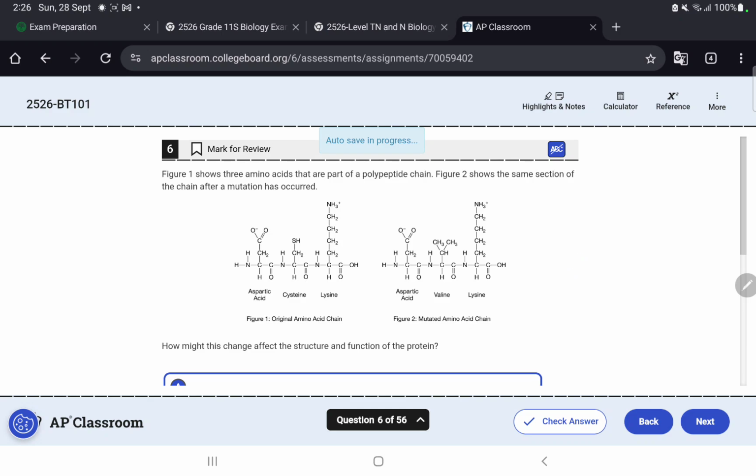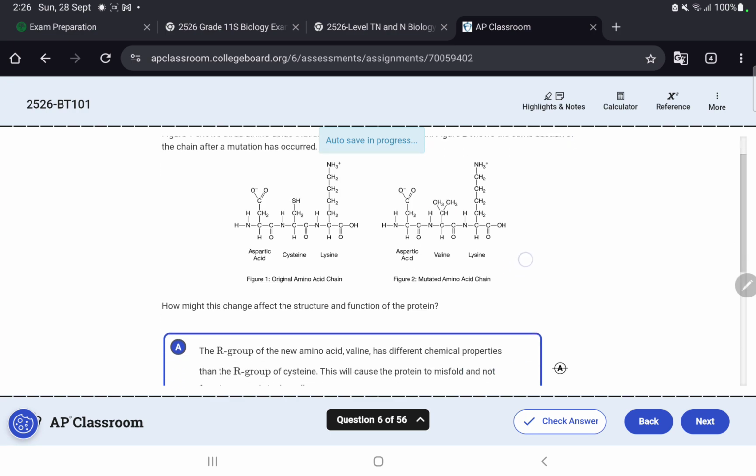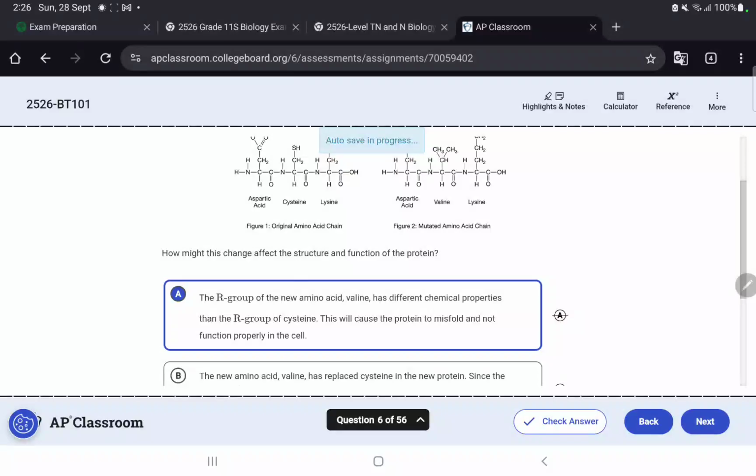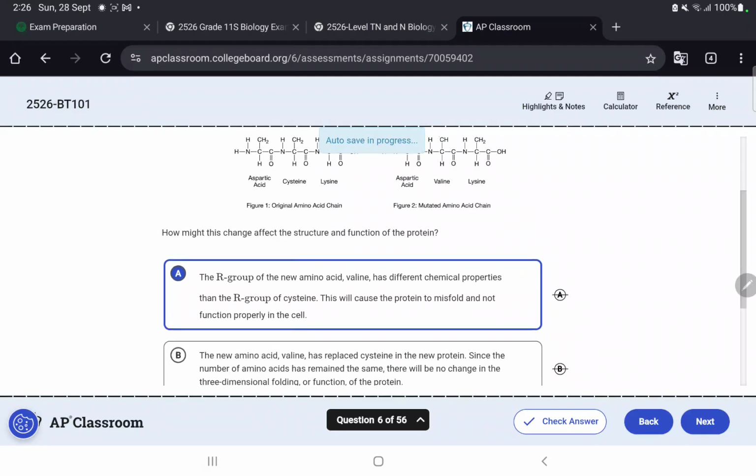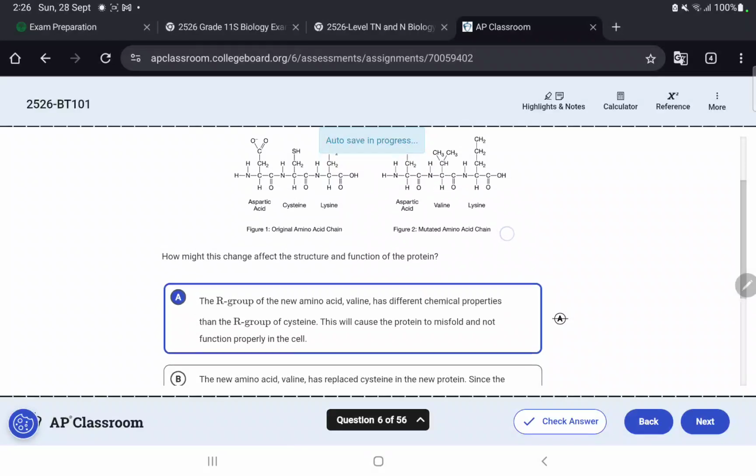Okay, 3 amino acids here. This shows you 2 different types of proteins. One of them is the normal one. It has the cysteine in the middle, and then one of them is mutated. It has valine in the middle. Obviously, the R group of the new amino acid, valine, has different chemical properties than the R group of cysteine. As you can see, they're not the exact same thing. They're 2 different things. And this will cause the protein to misfold and not function properly in the cell.